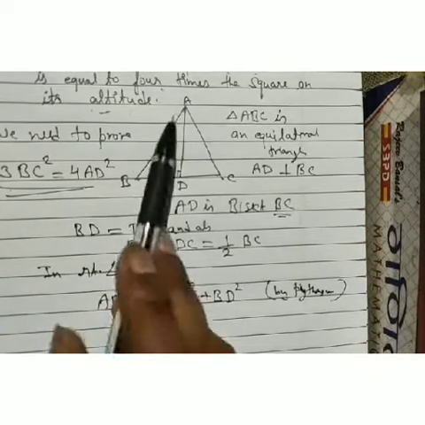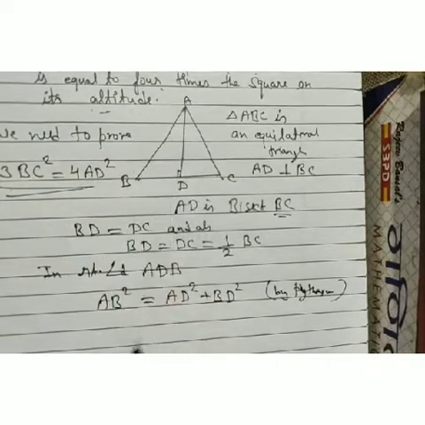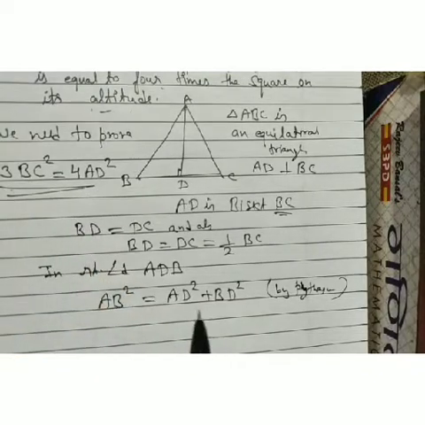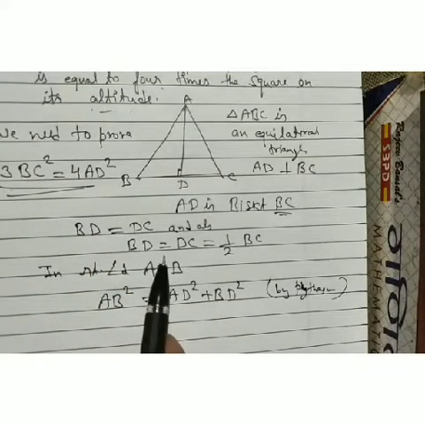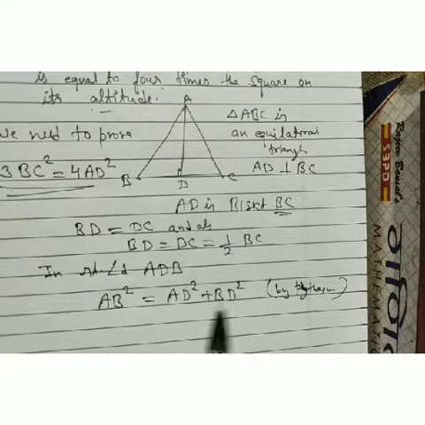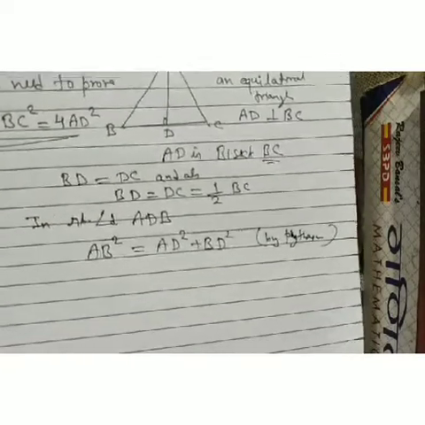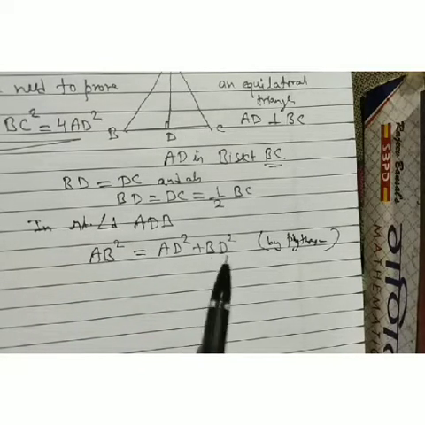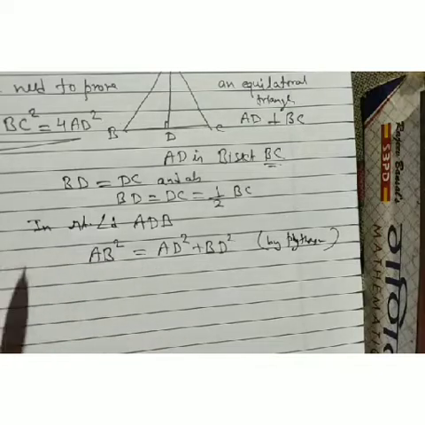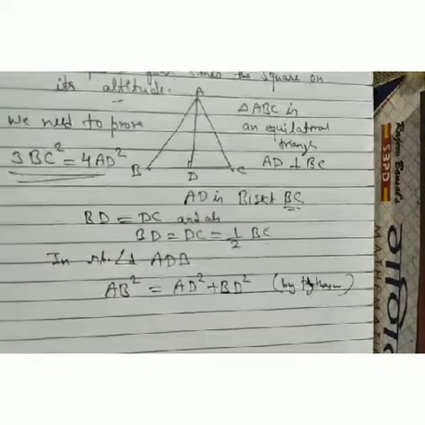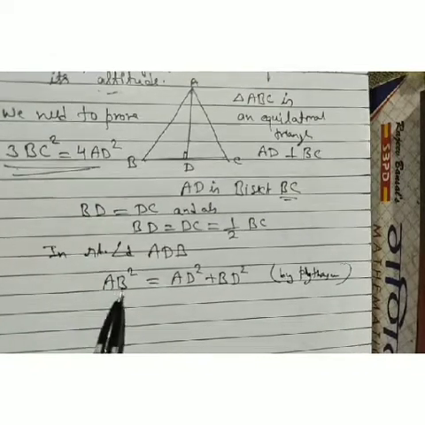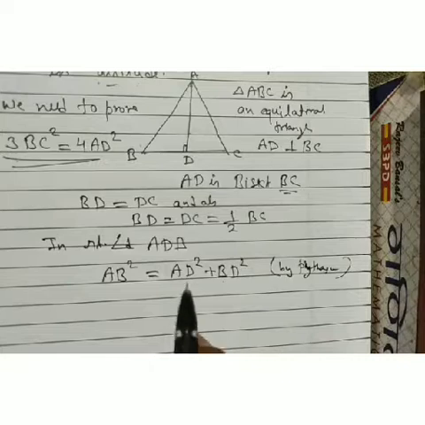Since our AB, BC and AC are equal, we are going to change our AB to BC, and we need only AD square. Then we don't need BD there. We have to convert our BD to some other side. We can write our BD in terms of side BC, because we just need to prove 3 times BC square equal to 4 times AD square.